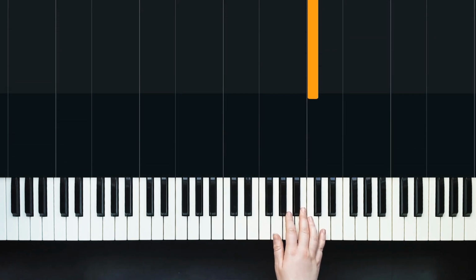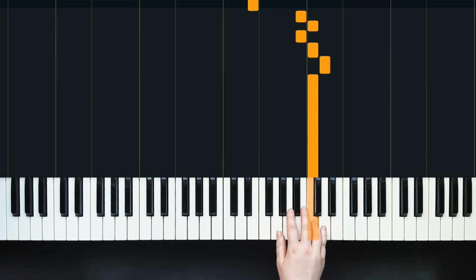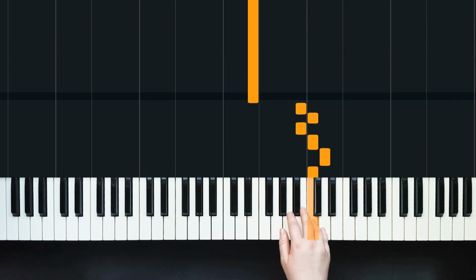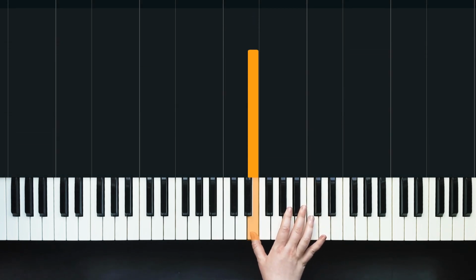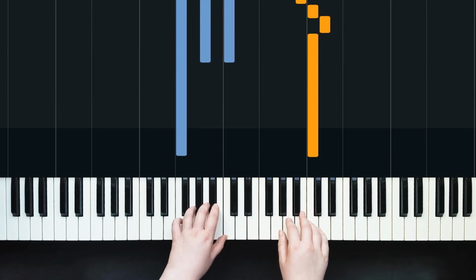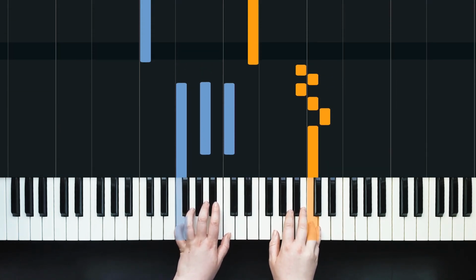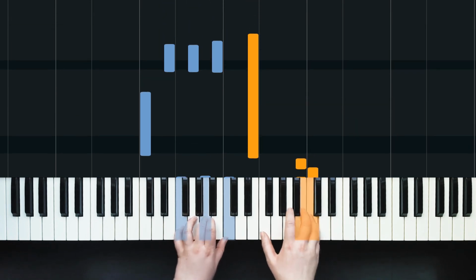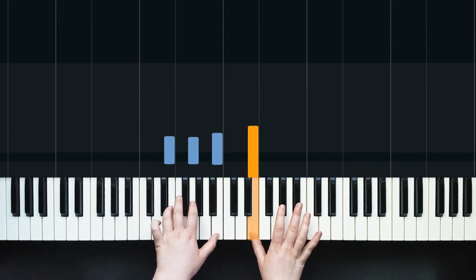So the counting goes like this, same counting as before. 1, 2, 3, 1, 2 and diddly, 1, 2, 3, hold, 2. With the left hand, same chords. 1, 2, 3, 1, 2 and diddly, 2, 3.